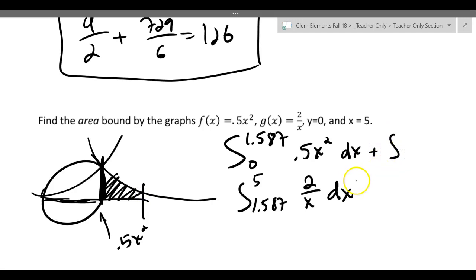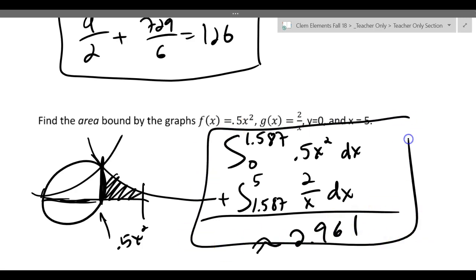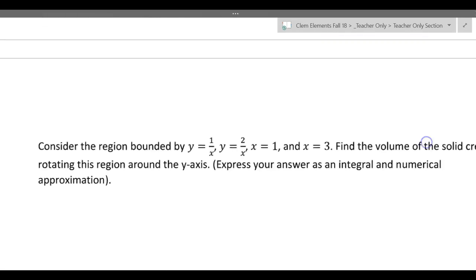So we could just put all this up here. Well, I won't do that. I'll just put the plus over here. There we go. And I'm just going to go ahead and type those in. Okay, so assuming I typed everything correctly, I got 2.961. Okay. Let's keep going.